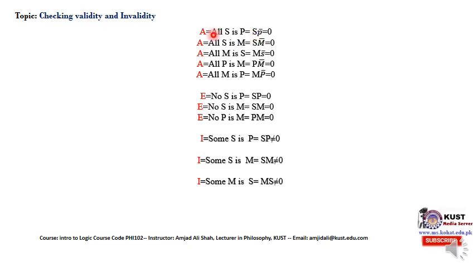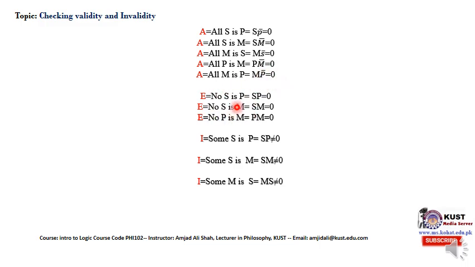The first, all S is P, SP bar. And the second alphabet there is bar. Same is the case with this one, all S is M, and the second alphabet there is bar, that is M. All M is S, now MS bar is equal to 0. All P is M, PM bar is equal to 0. All M is P, MP bar is equal to 0.